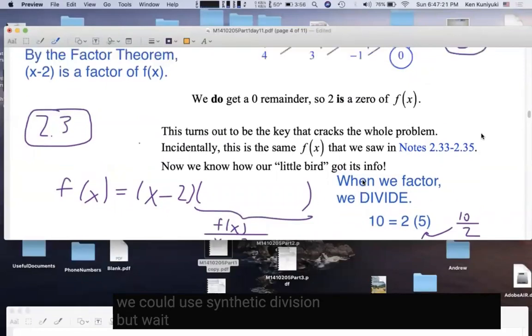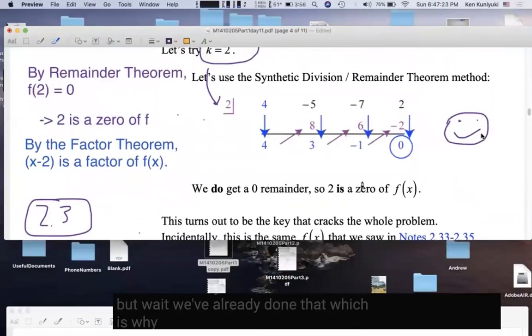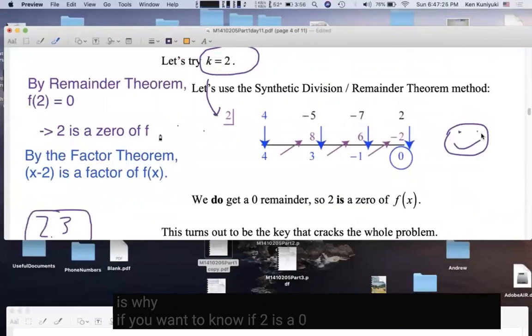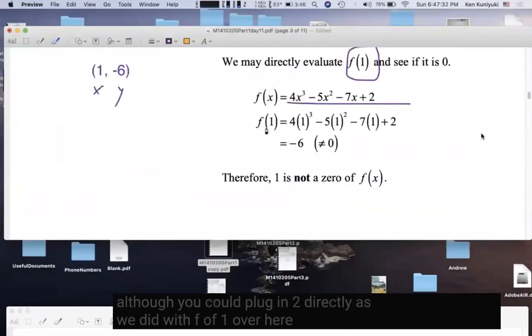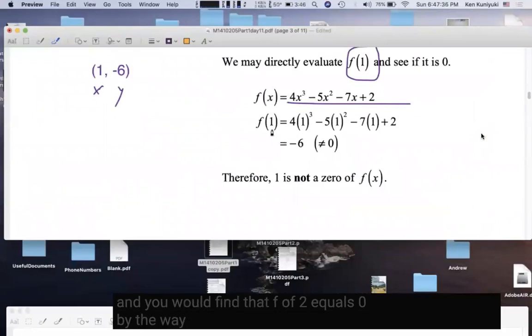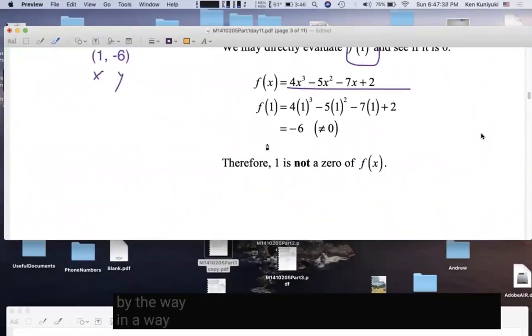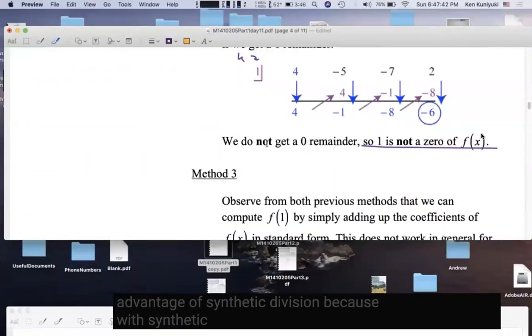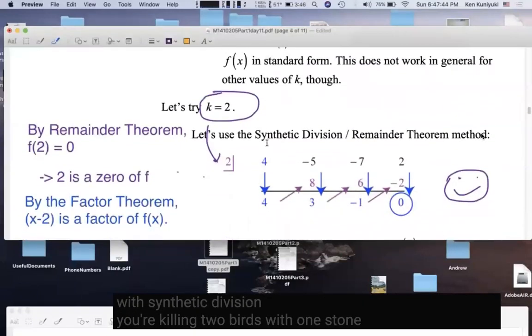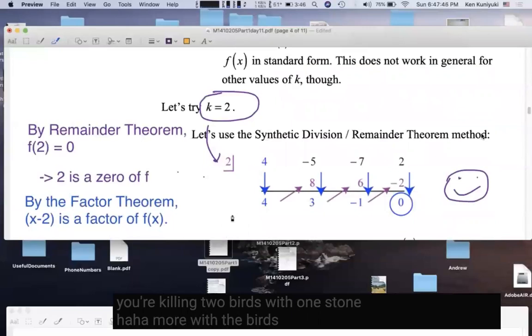But wait, we've already done that. Which is why, if you want to know if 2 is a 0 for f of x, although you could plug in 2 directly, as we did with f of 1 over here, and you would find that f of 2 equals 0, by the way, in a way, you're not taking full advantage of synthetic division, because with synthetic division, you're killing two birds with one stone. Aha, more with the birds.